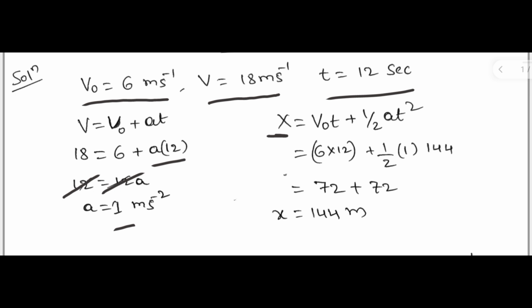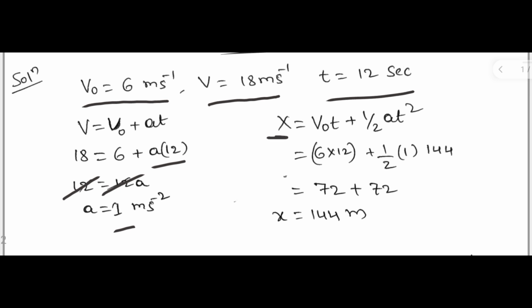x equals v naught t. v naught means initial velocity, 6 is there, t means 12 is there, plus half, a means acceleration, already we found that, that is 1, into t square. t means 12, 12 into 12, that becomes 144. After simplifying, this term value is 72 and this term value is 72. The total value is 144 meter. Here the distance covered is 144 meter. This is the answer.